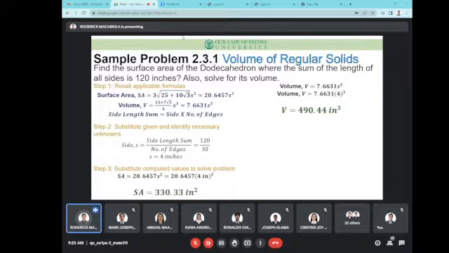Kapag area po, 2D siya. 2D or two-dimensional, x and y-axis, or y and z, or z and x. Kaya siya 2D, inch squared siya. Kasi yun yung area na nako-cover mo, so meaning dapat may dalawang dimension ka to make it an area.